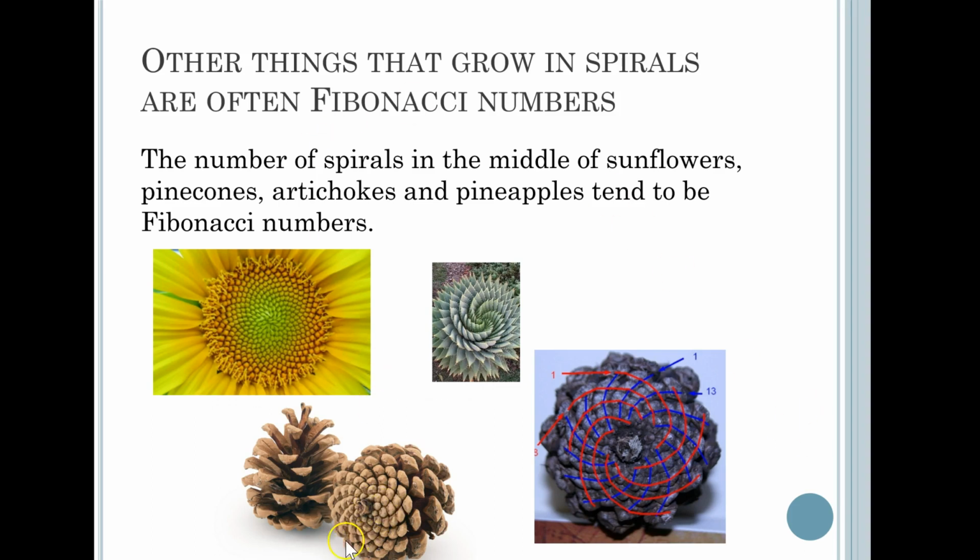See the spirals in the pine cone? Here they are drawn out. This is 1 spiral, 2 spirals, right? 3, 4, 5, 6, 7, 8. I lost track. Yeah, that was 8. That was 8 spirals going in the red direction and then 13 spirals going in the blue direction. So that's 2 consecutive Fibonacci numbers, one after another.